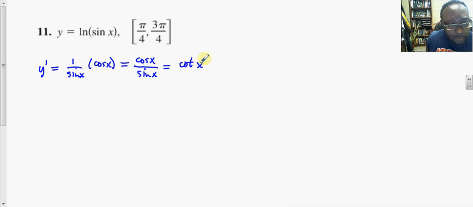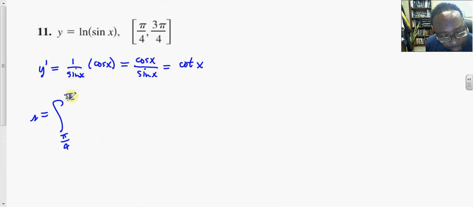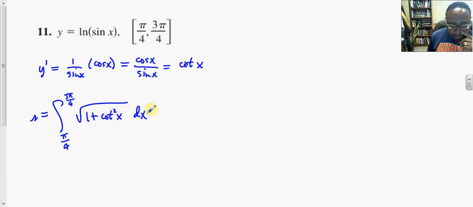And then the arc length is the integral from pi over 4 to 3 pi over 4 of the square root of 1 plus cotangent squared x dx. Now that 1 plus cotangent squared x, what is that?